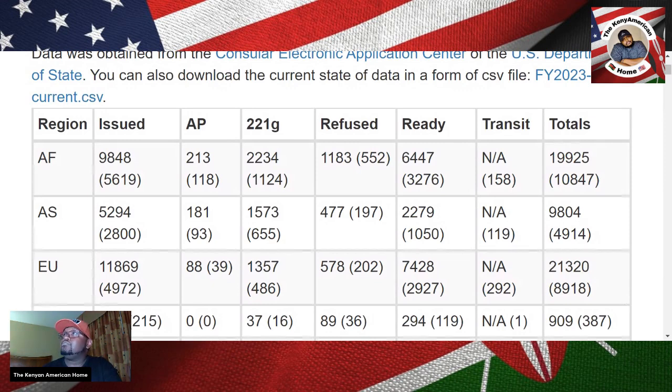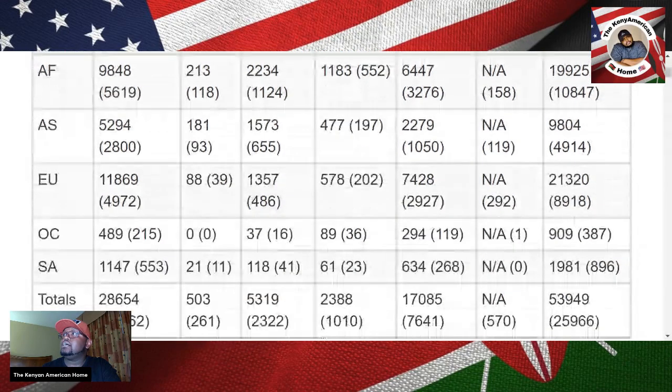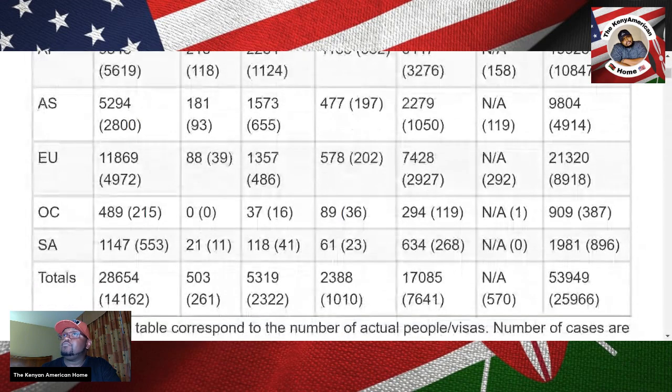For a total of 19,925 people that have been processed, and that's 10,847 cases that have been processed so far for Africa. And then the other numbers are there for a total of 53,949.